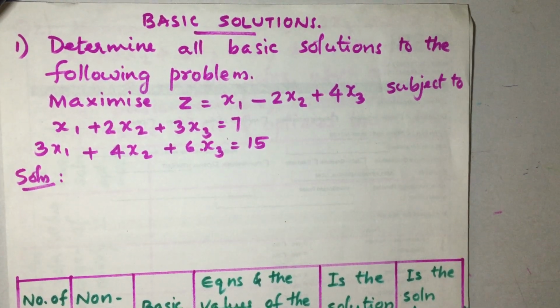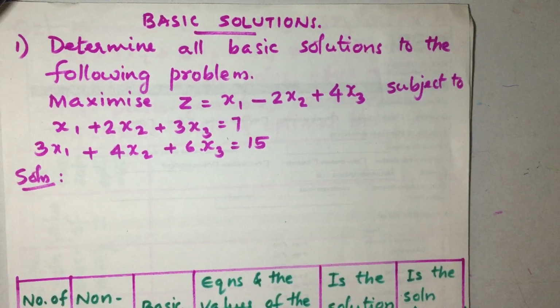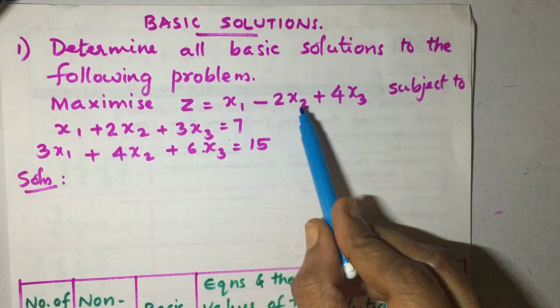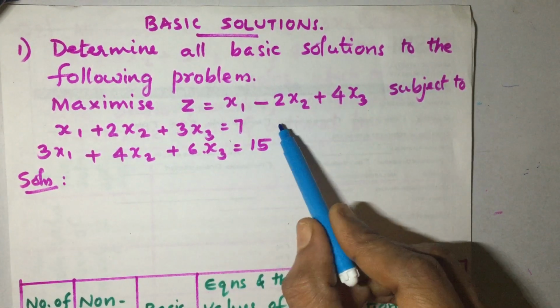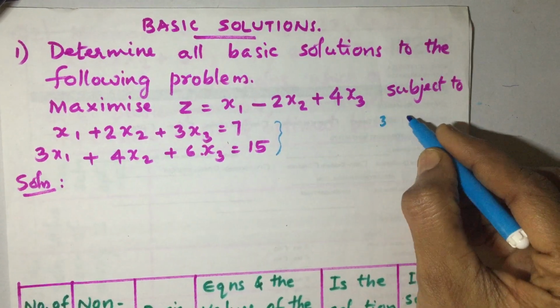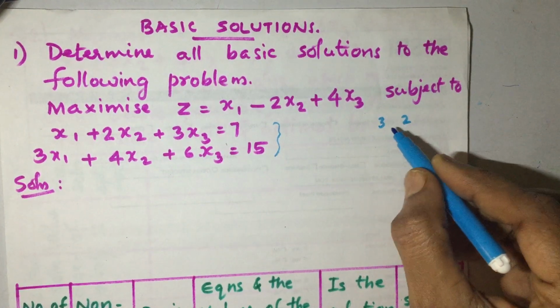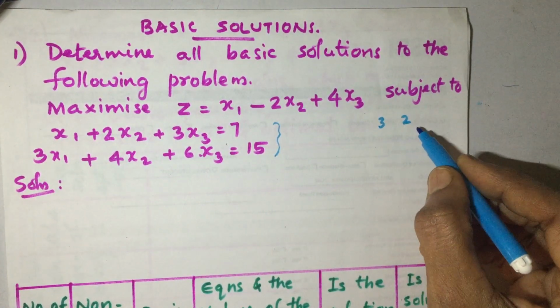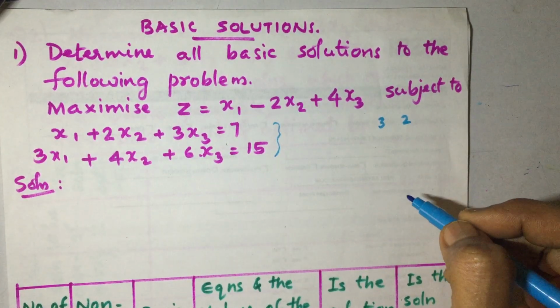Good evening, students. Now let's see how to find the basic solution of a given linear programming problem. First of all, you have to see how many unknowns there are. Here there are 3 unknowns and 2 constraints. So 3 unknowns and 2 equations, and as you know, it is difficult, in fact not possible, to find the solution.